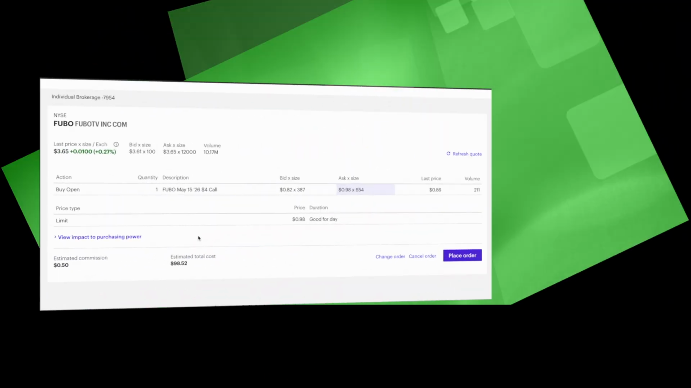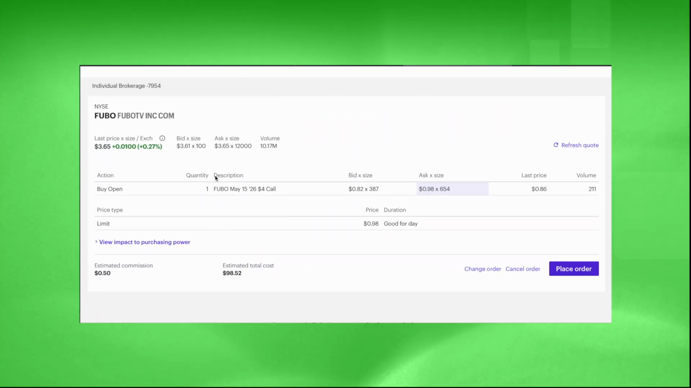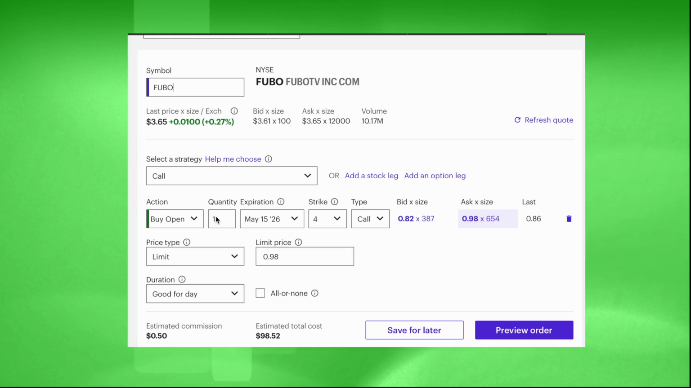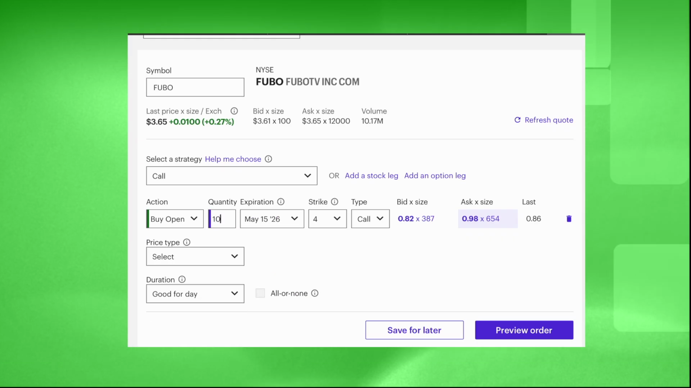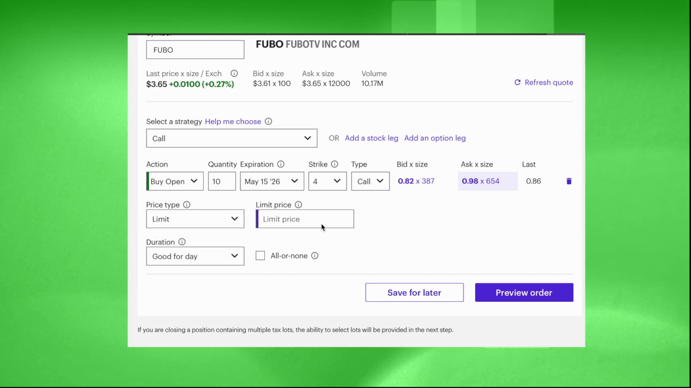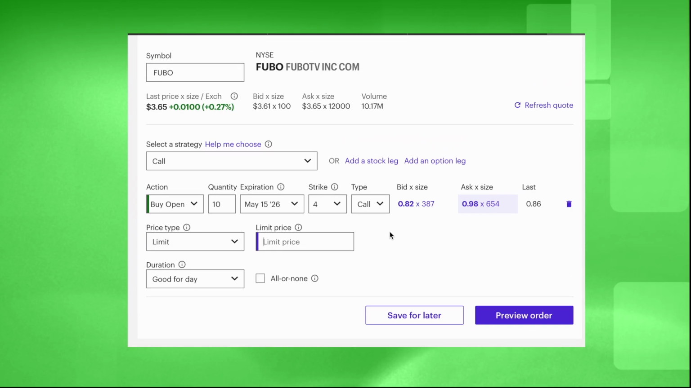Let's continue. Okay, so we see that my one contract, which is worth 100 shares, is $98.52. But what if I wanted to increase that one contract to 2, 5, or 10 contracts? Because suppose I had $1,000 to invest. I would click change the order and I would increase my quantity to 10. And now it's asking me again to select limit order, and then it's asking me again to enter the price, which is what E-Trade does. E-Trade always makes you repeat the steps because they want to confuse you.